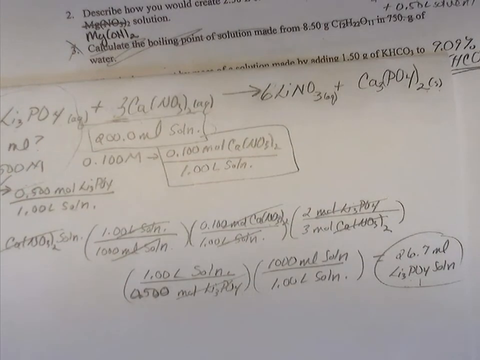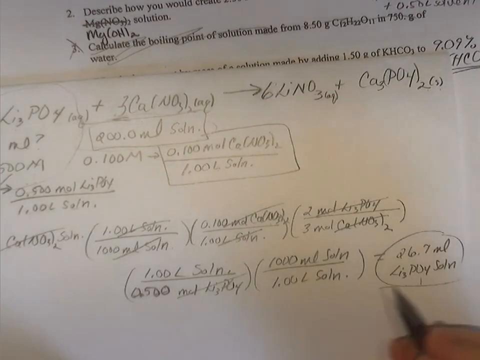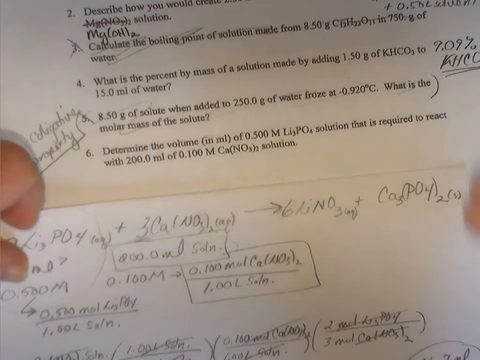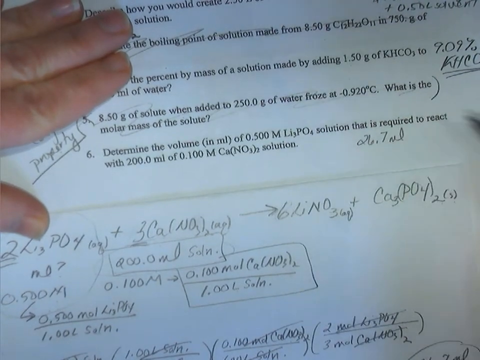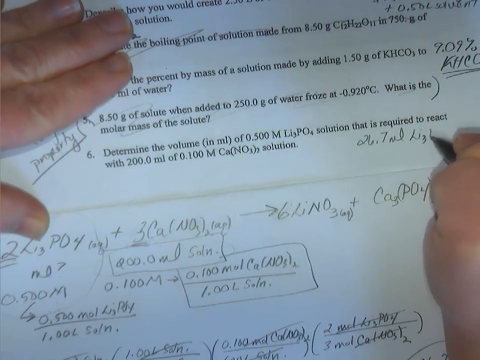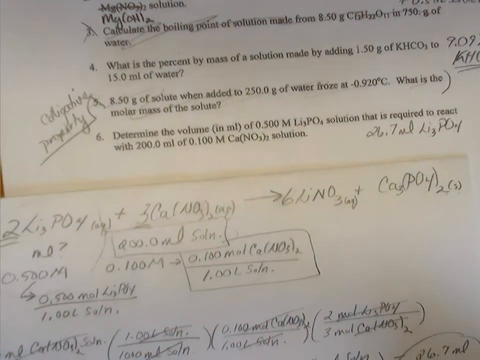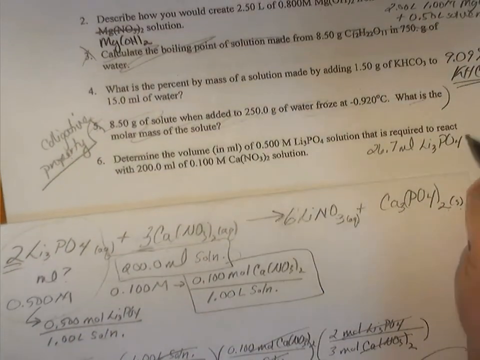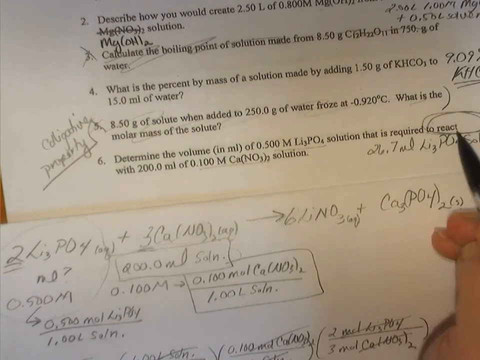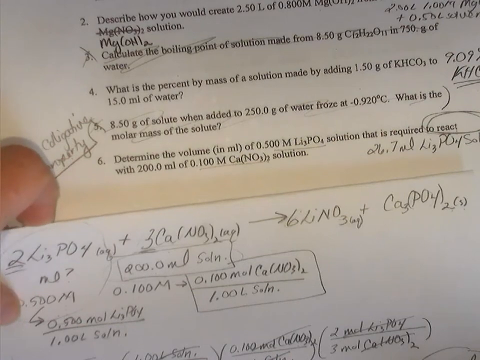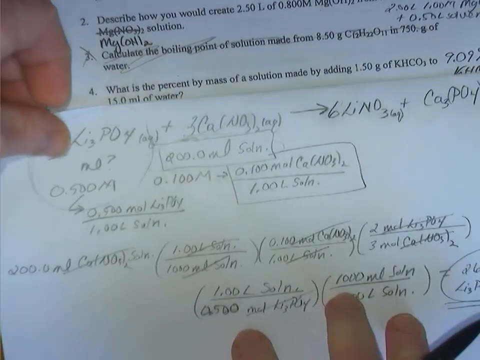But I'm going to double check my math just so quickly. And I got the same answer. Okay, so let me write this here. Now, how do we know that this did not require the M1V1 equals M2V2? Because you're dealing with two different compounds, and it's a reaction. We're not making a dilution. So we need to approach it from this manner.